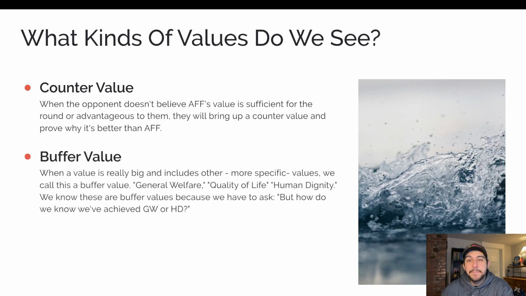You have a buffer value, or some people know it as a super value. It's the idea that it is a broader type of value, it's less measurable. And the reason that you have a buffer value is because you're trying to include so many different types of measurements. If a measurement is met over here, then it achieves the buffer value.